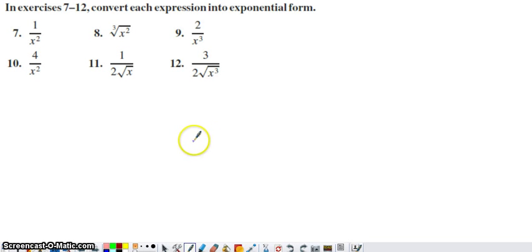So in this video, we're going to take a look at some problems that I've pulled from the beginning of a calculus textbook. And if you notice, they've given us these 6 expressions here, and the directions say to convert each expression into exponential form.